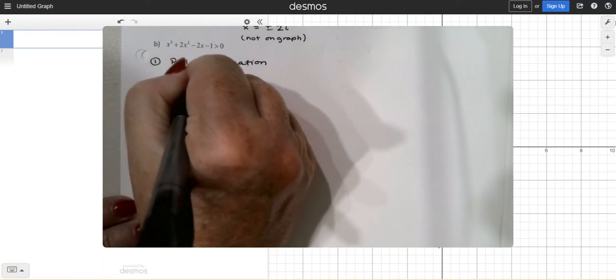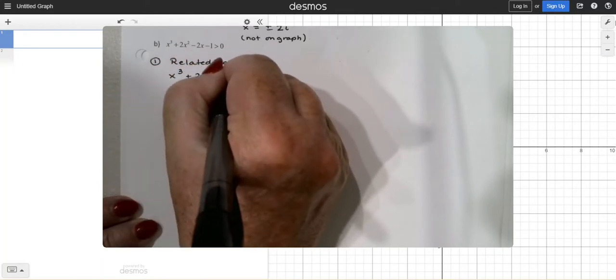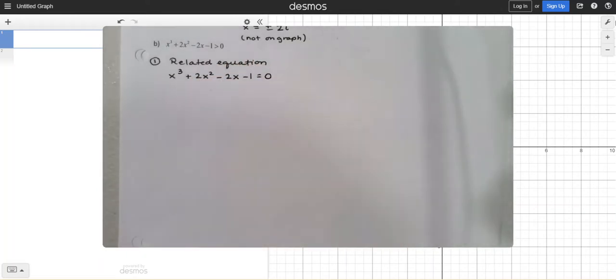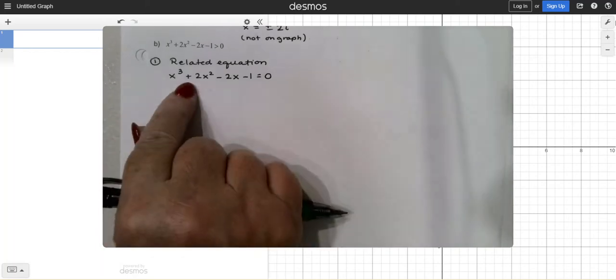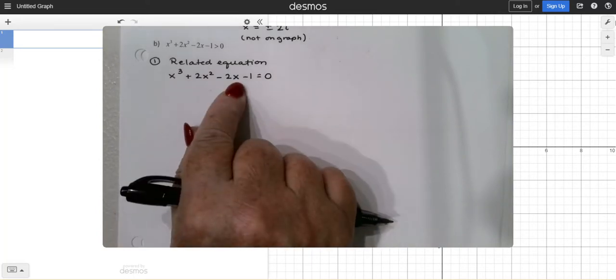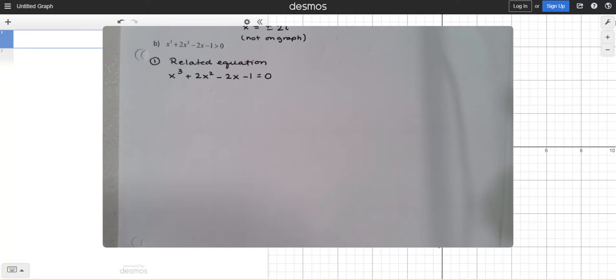x cubed plus 2x squared minus 2x minus 1 equals 0. Now, just to save a little space, I'm going to ask you to mentally think your way through the factoring with me. It is 4 terms, so I'd probably try grouping. But if I factored an x squared out of the first pair, I'd get x plus 2. If I factor a negative 1 out of the second pair, I get 2x plus 1. Not the same. So my grouping method's not going to work.